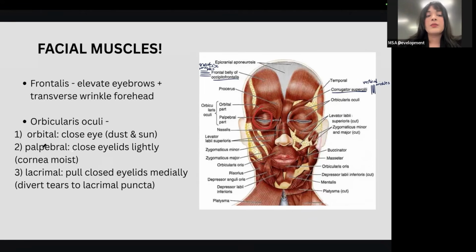Then you have the palpebral part. Palpebral, just remember eyelids. It's going to close the eyelids lightly, as you can see over here, and it's going to keep the cornea moist. Then you have the lacrimal part of the orbicularis oculi, which is going to pull the closed eyelids medially. So if you close your eyelids, it's going to pull them medially. I'm doing it manually, but it does that by itself. And that's going to move the tears towards the lacrimal puncta, helping the tears flow. Then you have the corrugator supercilii, which produces vertical wrinkles in the forehead.